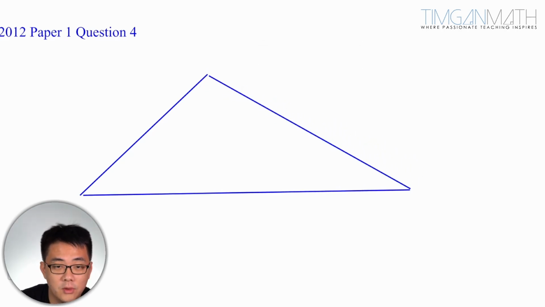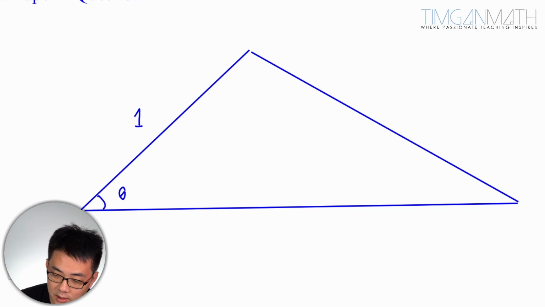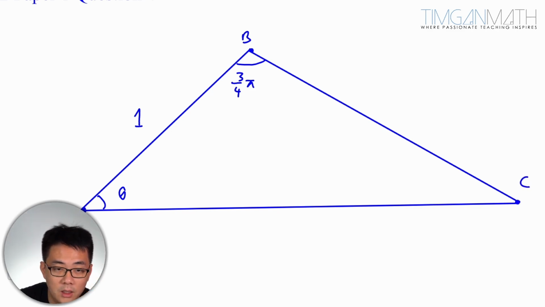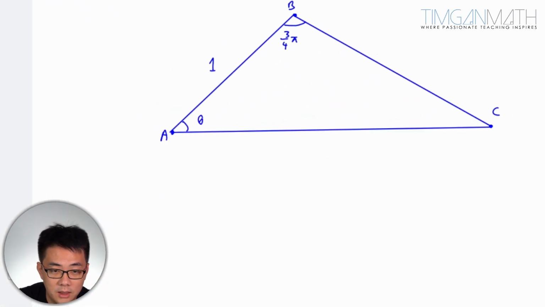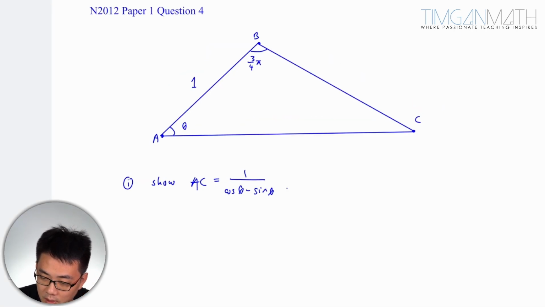So you're given this triangle ABC, where the length of AB is given, that is 1 unit length, and this angle is 3 over 4 pi. This is B, this is A, this is C. The first part is to show that AC is 1 over cosine theta minus sine theta, right? So let's try and show this.